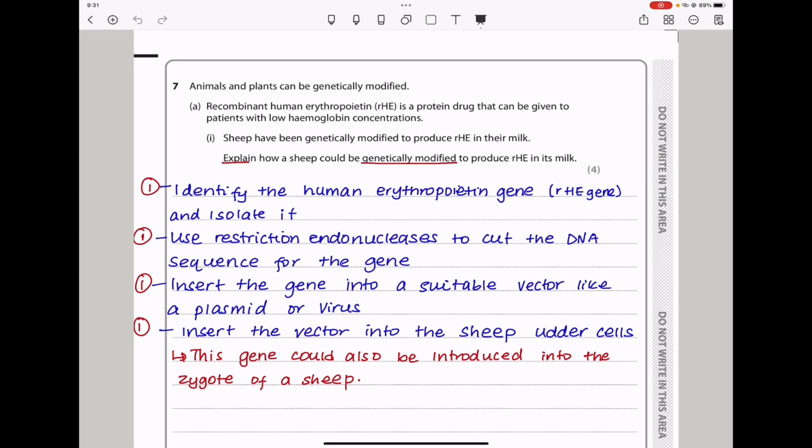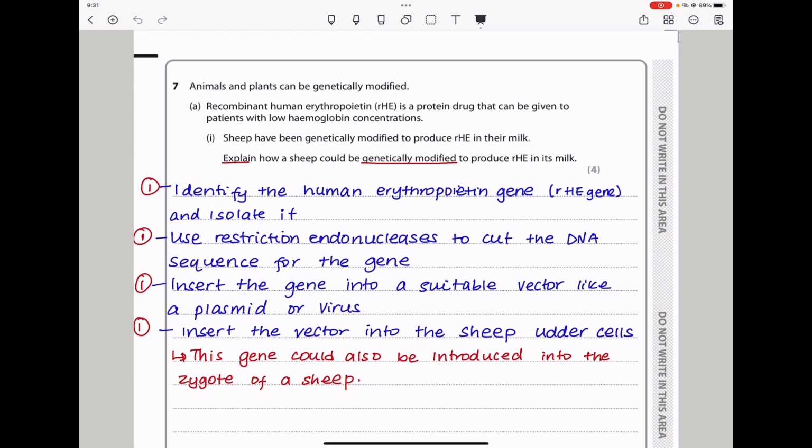So for genetic modification, of course, we have to identify the gene and then find ways of isolating it, using restriction endonucleases. Then we can transfer that specific gene into a suitable vector and insert that into a specific cell. So I said, identify the human erythropoietin gene and isolate it, use restriction endonucleases to cut the DNA sequence for that gene, and then insert the gene into a suitable vector.